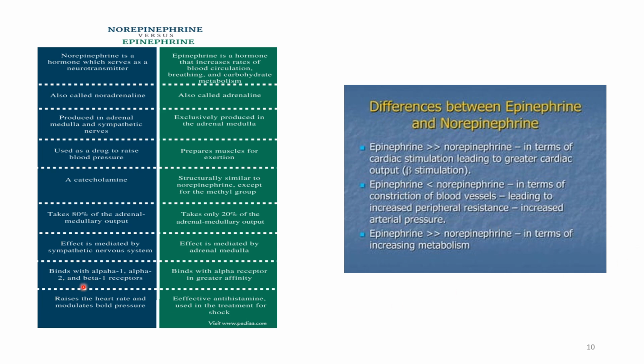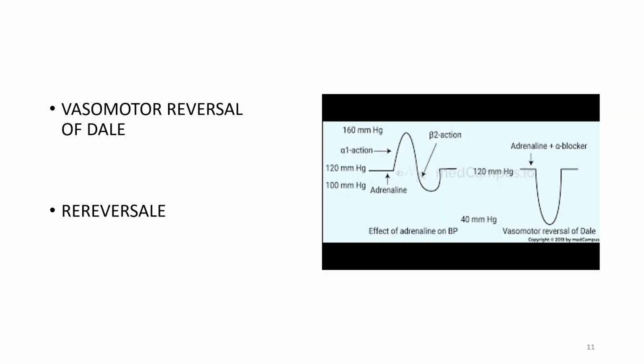When you compare these things, norepinephrine can bind to alpha 1, alpha 2 and beta 2, beta 1 receptors. Here, epinephrine binds with the alpha receptors in greater affinity. Next, coming to vasomotor reversal of Dale and vasomotor re-reversal of Dale. So, what is this vasomotor reversal of Dale?